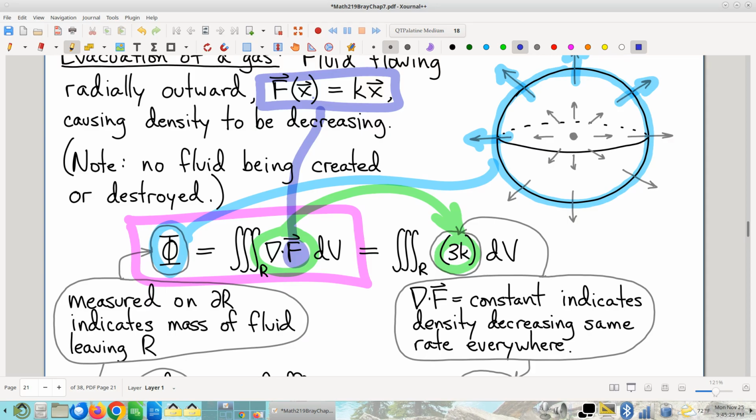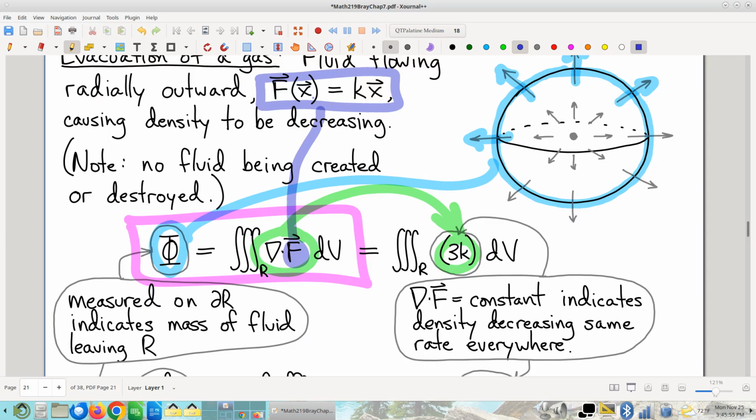Now, how did I get 3K there? You need to take this vector form for the vector field and write this out in coordinates. This is kx, ky, kz. And then you take the divergence per the usual formula of that, and you will get 3K. So make sure you can do that. It's a little detail. 10 seconds once you see the right way to do it. Easy calculation, but make sure you can do that.